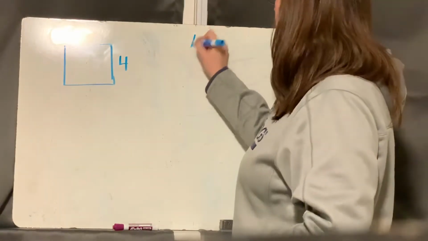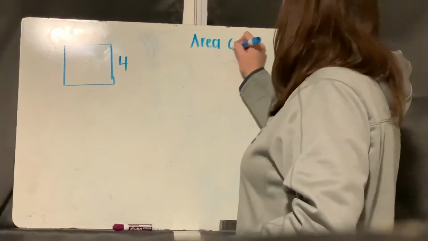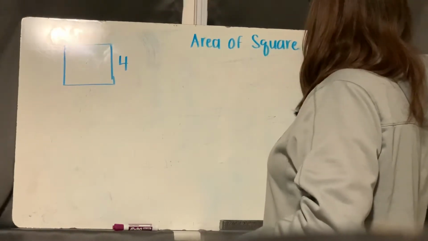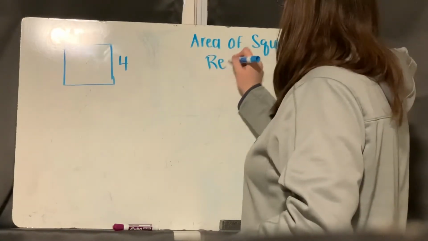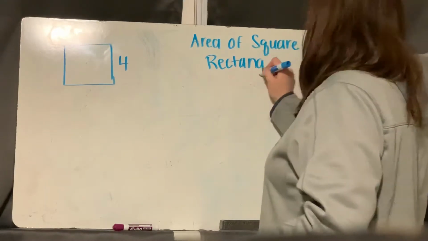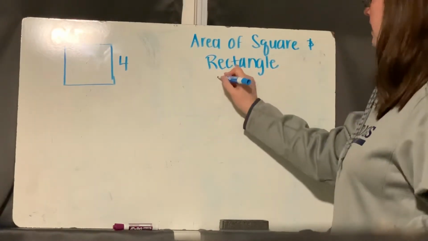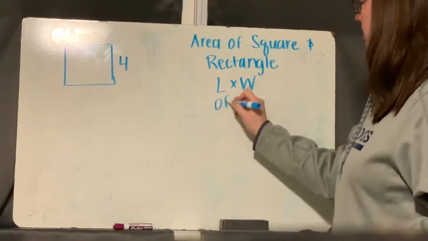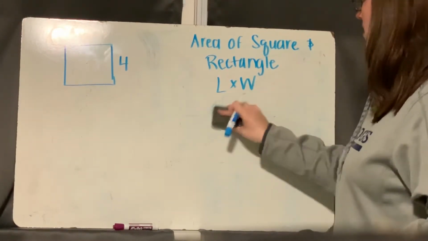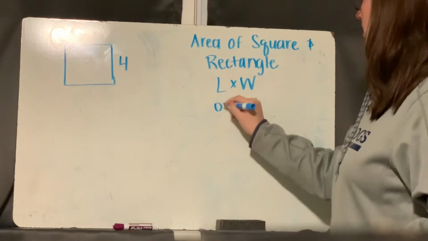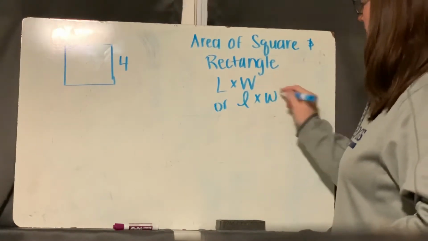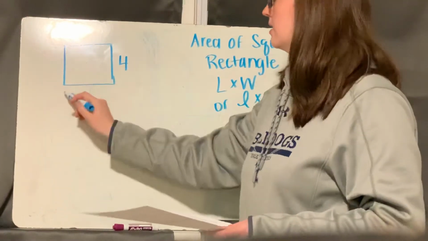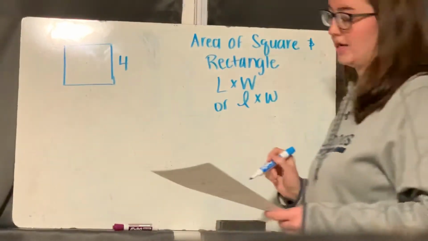We find the area of a square or a rectangle by doing length times width. Sometimes I'll write it with a cursive L, so it'll be that. But either way, it's length times width. So length times width for both a square and a rectangle.